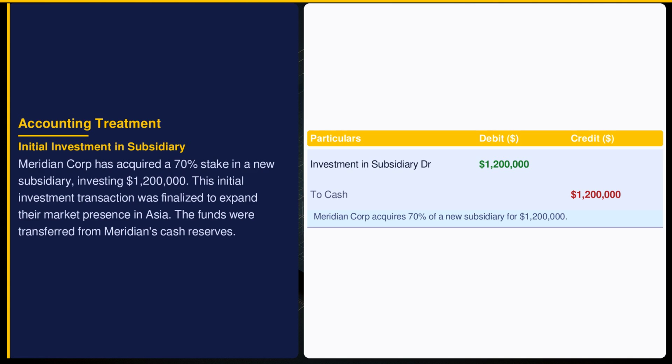Meridian Corporation debits investment in subsidiary and credits cash for $1,200,000. This aligns with recognizing control over the subsidiary, marking a significant asset addition to their balance sheet. Such investments reflect strategic growth ambitions, reshaping the group's asset composition.